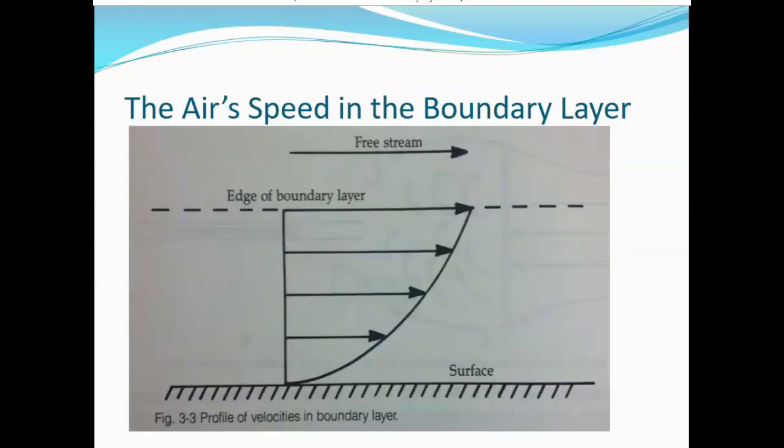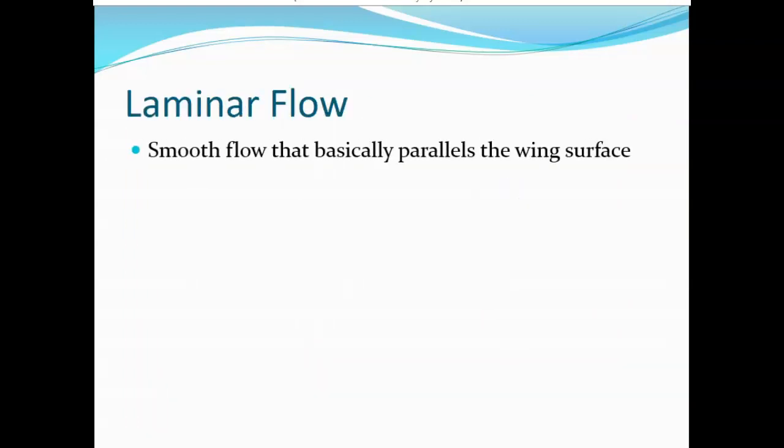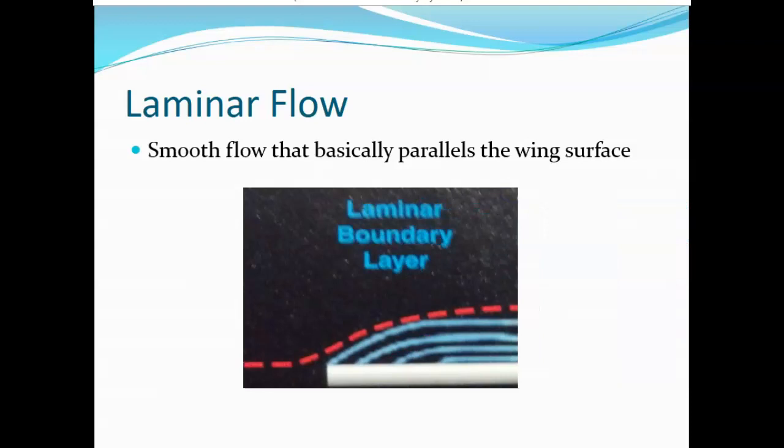So you can see in this next illustration, as you get further and further from the surface of the airfoil in the boundary layer, the velocity actually increases. The next term is laminar flow. Laminar flow is the smooth flow of air that parallels the wing surface, and it typically occurs from the leading edge back toward the trailing edge of the wing.